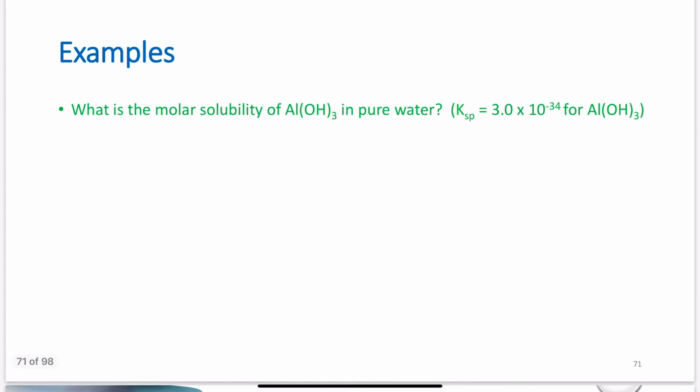What is the molar solubility of aluminum hydroxide in water? The KSP for this is really, really small. So we've got aluminum hydroxide, Al(OH) with a subscript 3, and this is dissociating into Al3 plus ions and 3 moles of hydroxide ions.